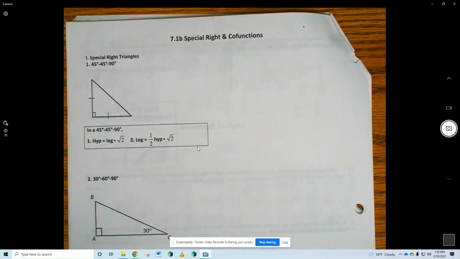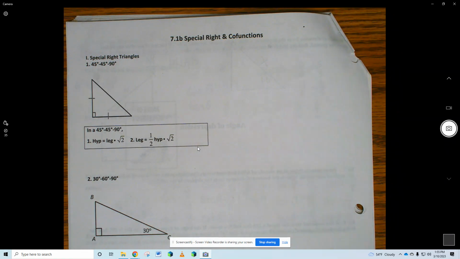So, we have talked about 30, 60, 90, and 45, 45, 90 triangles in geometry, and we're going to discuss them again today as a review because we need to make sure that you're all really clear, because these 30, 60, 90 triangles are going to come in again in the unit circle. So we start the unit circle on Monday.